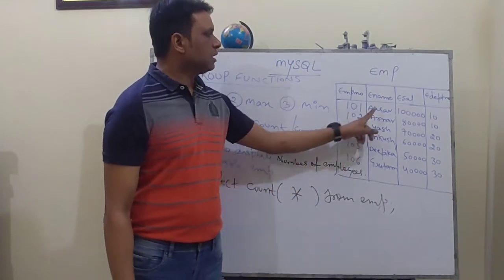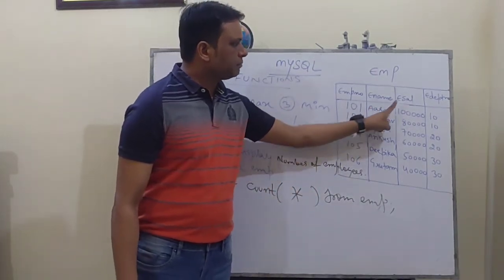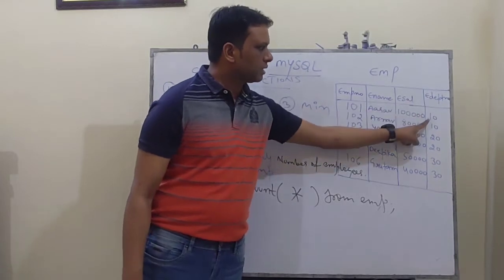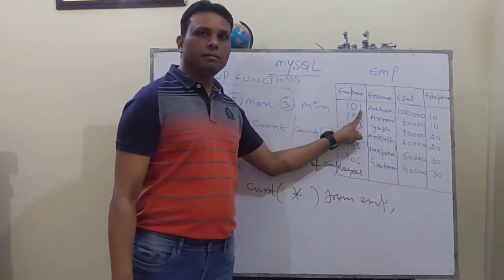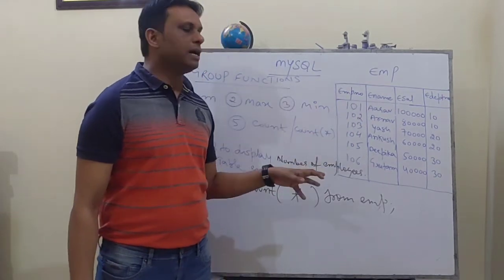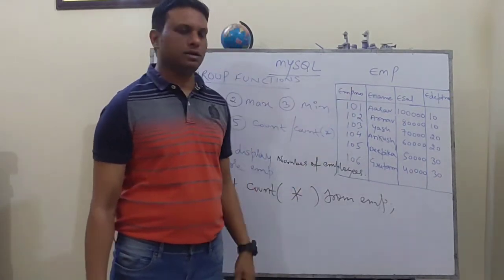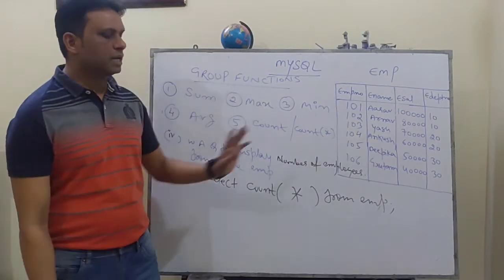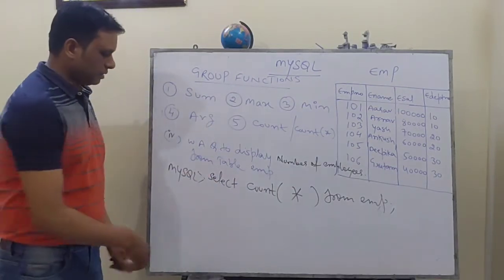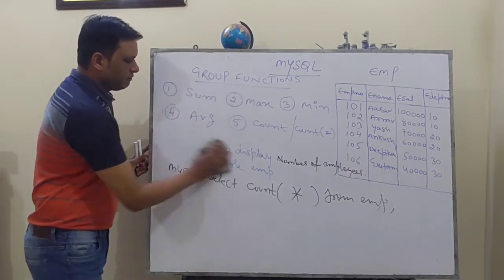Why 6 records? Because there is no entry in the name, there is no entry in the salary, there is no entry in the department number, but there is an entry in the EMP number. It means the employee is there, but his record is not entered. So count star is capable of counting null values also. So we'll get 6 as a result. Next query, query number 5.